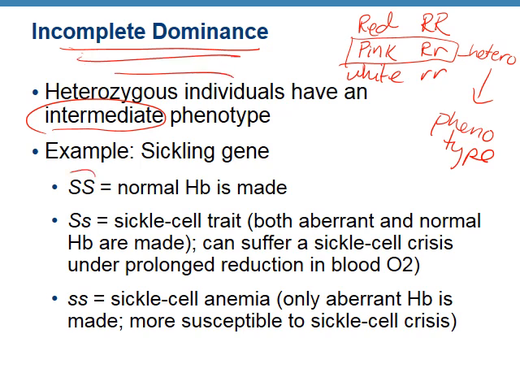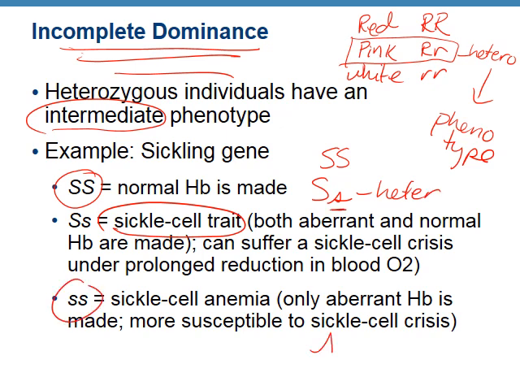We've already seen one here with sickle cell. So if you have normal hemoglobin, you have 2 big S's. If you carry the sickle cell trait, you have 1 big S and 1 little s, right? You're heterozygous and you're carrying the recessive trait. If you have 2 recessives, you have sickle cell anemia.